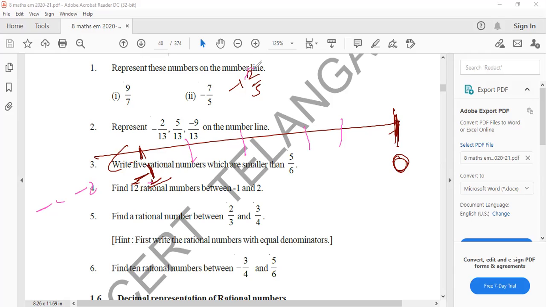After this is 2 by 5, right? This is 1 by 5. This is 2 by 5. This is minus 2 by 5. Here you can write minus 7 by 5. This is minus 7 by 5. Till this, the answer is clear, right? Clear.